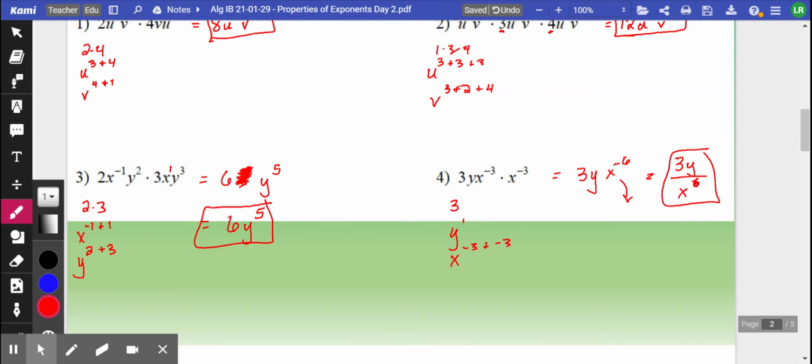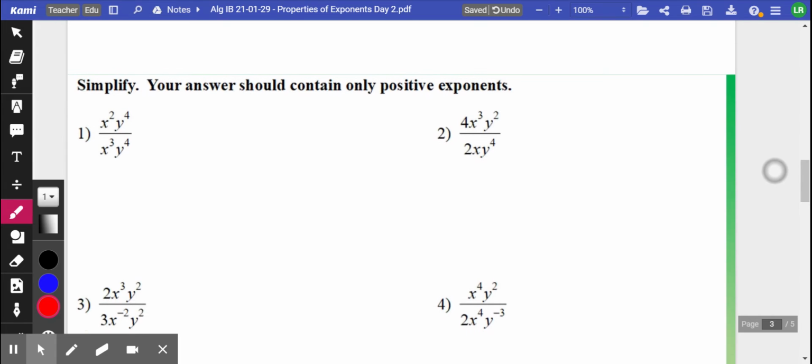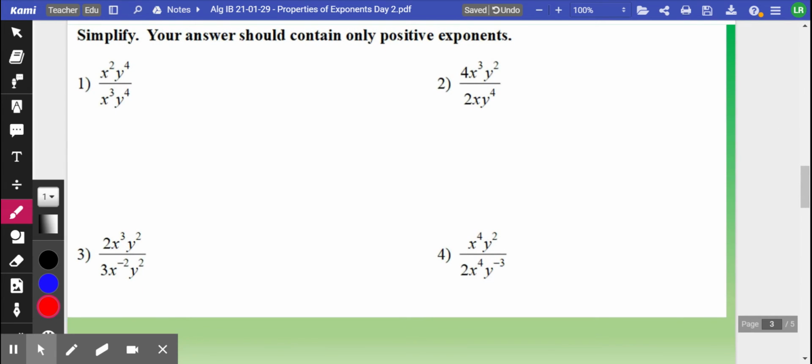Okay. All right. Division. Reminder for division. When we are dividing same bases, we're going to subtract our exponents. Go ahead and pause the video and complete these 4 problems.